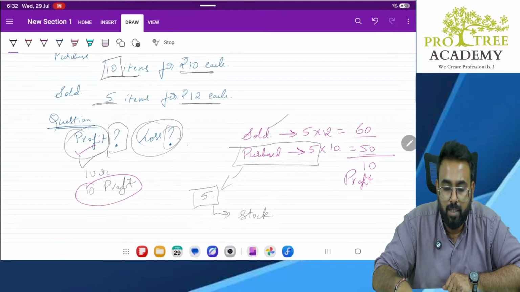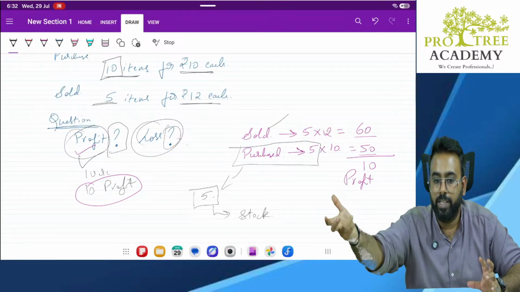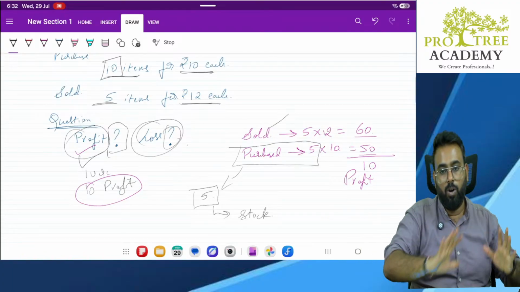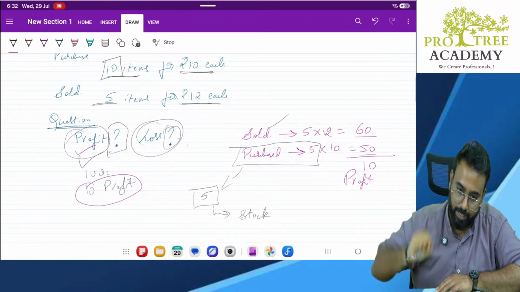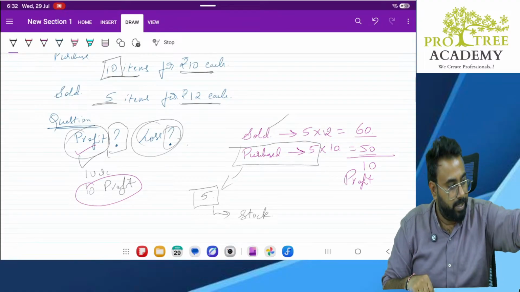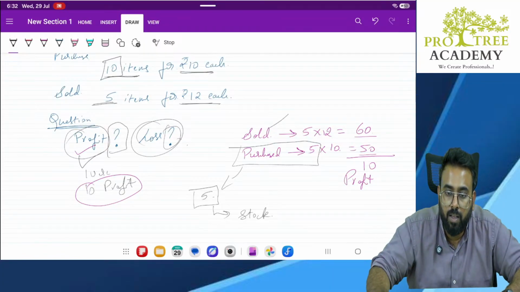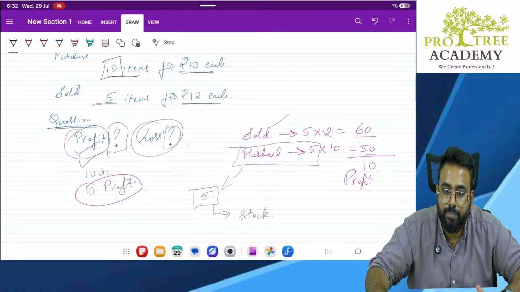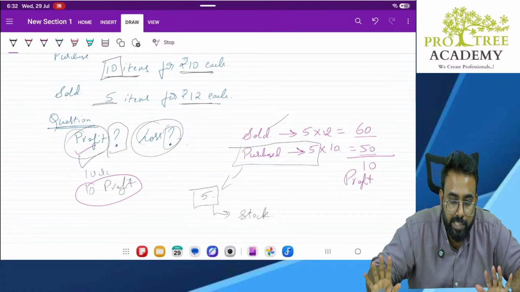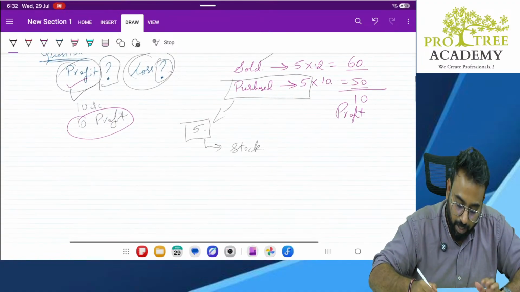Sir, what do you mean by stock? Stock is nothing but when you purchase some quantities, you sell some quantities, and whatever is remaining with you is called as stock. Understanding, everybody? When you purchase 10 quantities, but you sold only 5 quantities, the remaining which are with you is called as stock. Yes, the remaining items with you are called stock. Everybody is understanding?